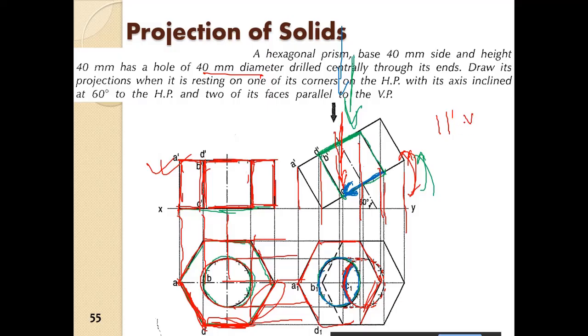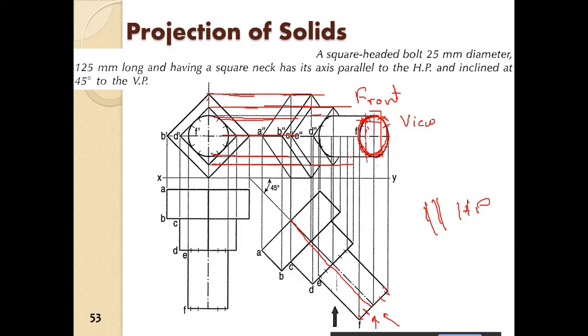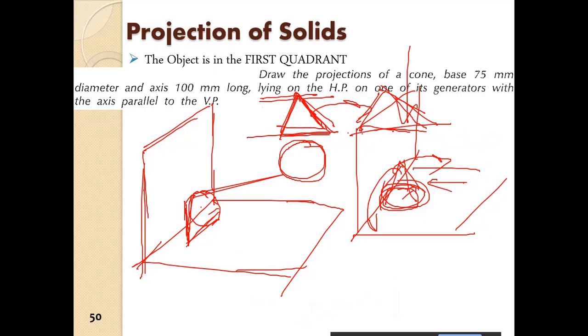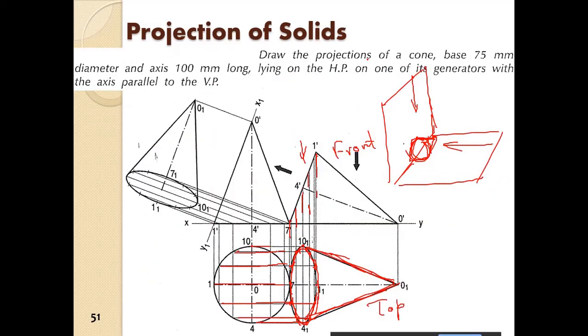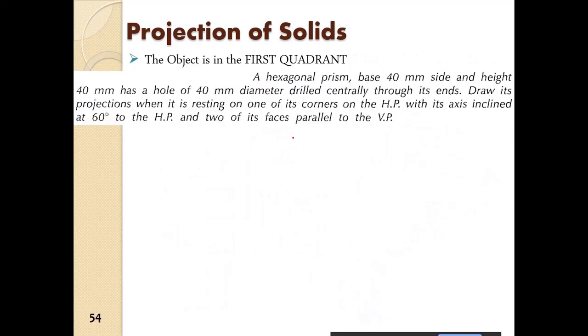So in this case, it is parallel to the VP, all right? So in this case, it is parallel to the HP, okay? So in this case again, it's lying on the HP, so the axis is parallel to the VP, right? So we have discussed various solids whose axes are parallel to one of the planes and it may be inclined to the other plane. So today what we are going to discuss is when the axis is inclined to both of the planes. So how to draw that, right?